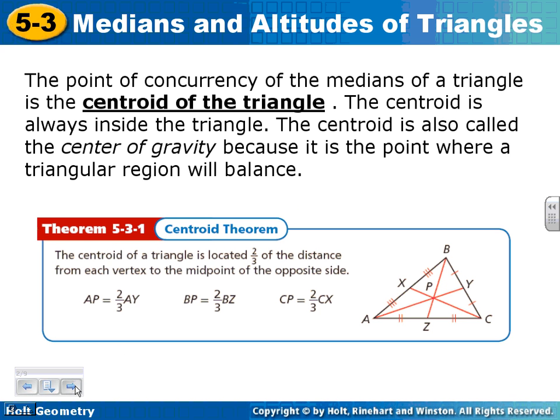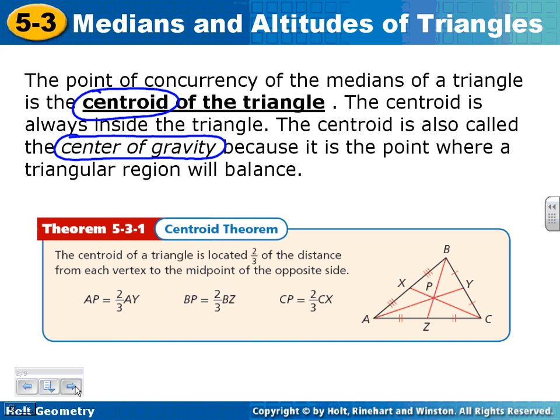The point of concurrency of the medians of a triangle is the centroid. Another vocabulary word. The centroid is always inside the triangle. The centroid is also called the center of gravity because it is the point where a triangular region will balance. If you take a triangle, put it up on your finger, put your finger right where the centroid is, that triangle will balance on top of your finger.